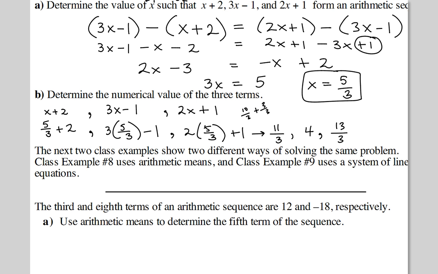Okay, so then it says here the next two examples show two different ways of solving the same problem, where class example 8 uses arithmetic means and class example 9 uses a system of equations. Okay, so it looks like the exact same problem done two different ways. All right.